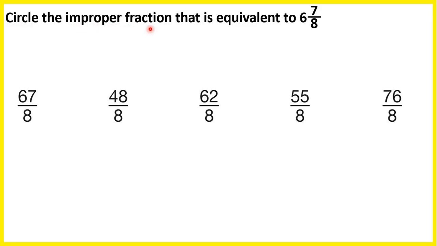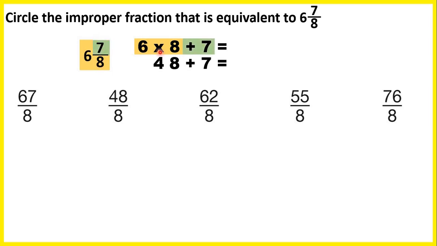Circle the improper fraction that is equivalent to 6 7/8. So improper fractions are fractions which have a larger numerator than denominator, and we have 6 7/8, so that's a mixed number. Now to change a mixed number to an improper fraction, we can multiply the whole number by the denominator and then add the numerator. So 6 times 8 is 48, and 48 plus 7 is 55. So we need the fraction which has a numerator of 55, and then the denominator stays the same, so we have 8 as our denominator.